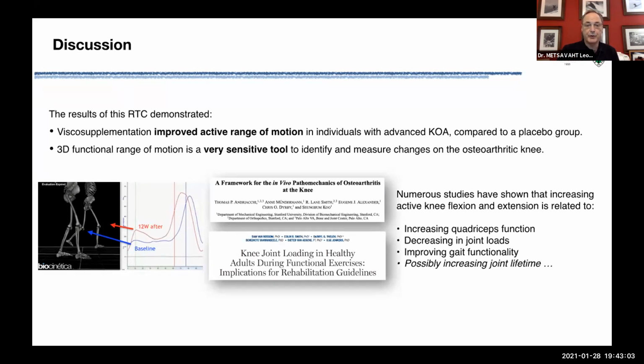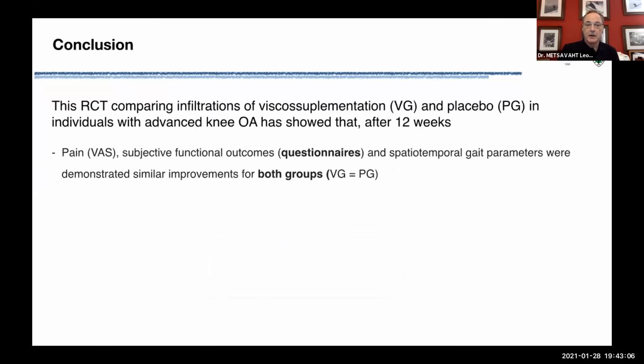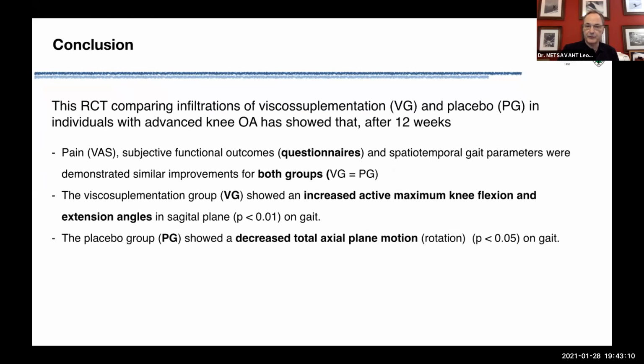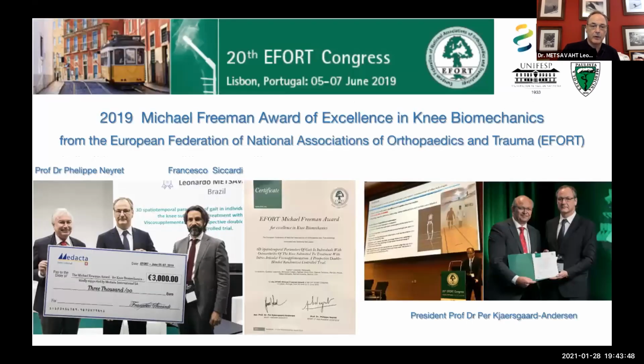So that's the point. Our conclusion is that infiltrations comparing visco-supplementation and placebo may not show any statistical difference in subjective analysis, small sample size subjective analysis, or gait parameters, but they showed a statistically significant increase in maximum active extension and flexion of the knee, and decreased total knee plane motion of the placebo group.